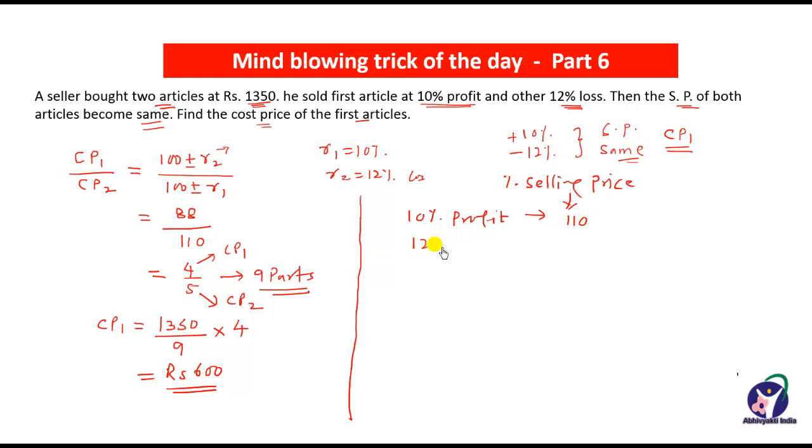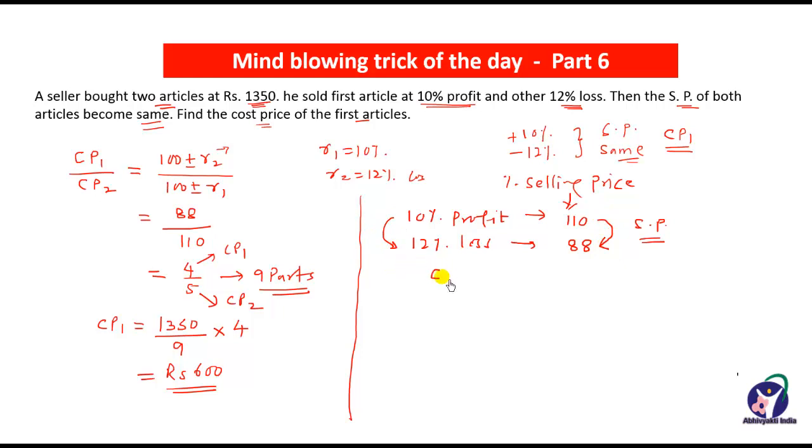Now the second is 12% loss. So the percent selling price will be 88. Now here the percent selling price is decreased, and we have to keep the selling price the same. Since this percent selling price is decreased, the cost price of the second article should increase.